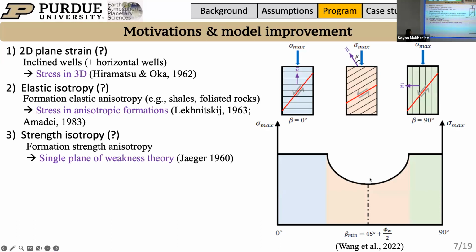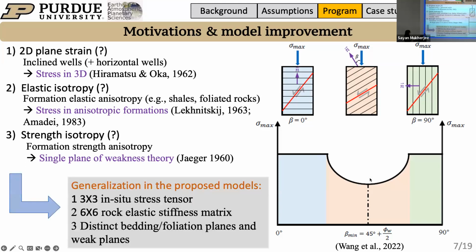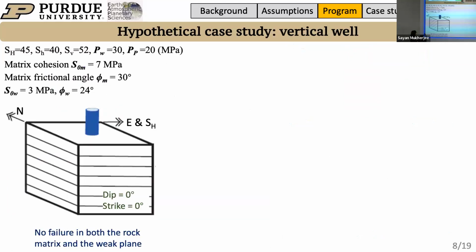So in order to account for all these scenarios, we propose a generalized model that can take any 3x3 in situ stress tensor. Also, it can take any symmetry of the rock stiffness matrix, and we also incorporate the weak planes, trying to model the effect of the weak planes. So now let's see a hypothetical case study from these models.